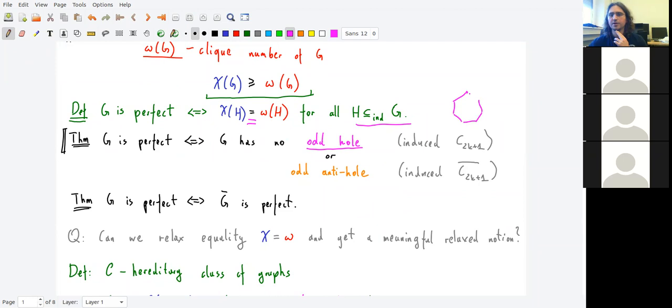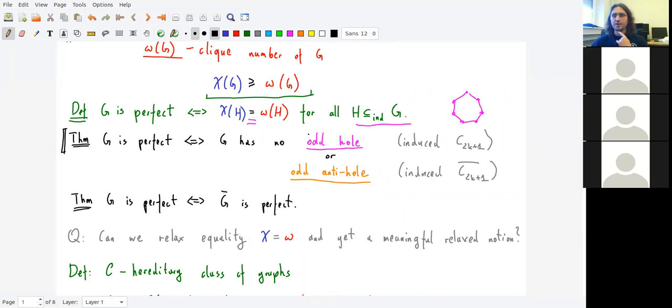So for instance, a cycle on 7 vertices has clique number 2, but it has chromatic number 3. So this is not a perfect graph. And if you contain an odd hole, you also are not perfect, because of this closure of the definition under induced subgraphs. So this is one possible obstacle. The second possible obstacle is an odd antihole, which is just the complement of an odd hole. And it turns out that not having these two obstacles is equivalent to being perfect. So this is one important result about perfect graphs.